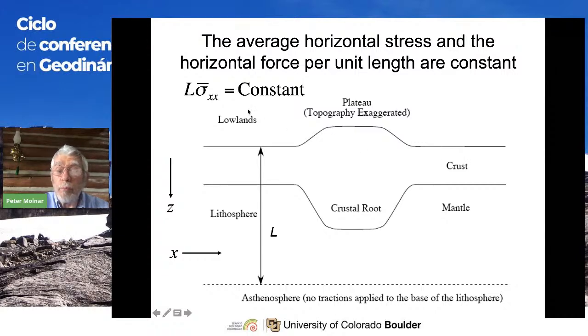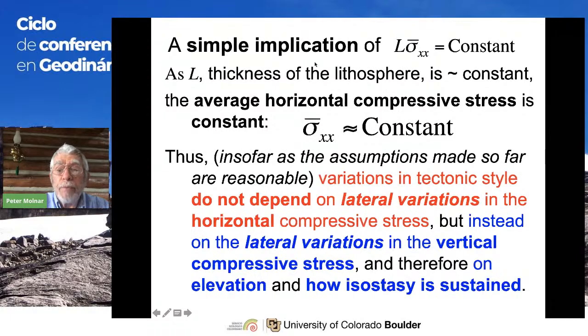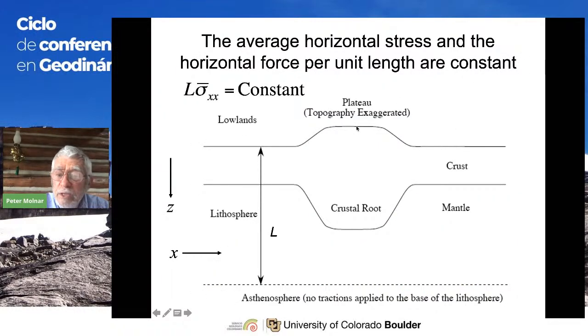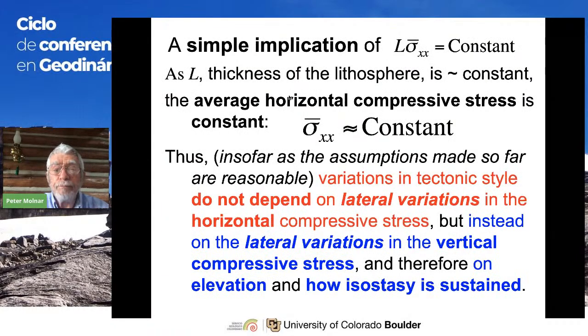It's not clear which it will be, but it could be either one. This is constant, because the lithospheric thickness is approximately constant. Remember, the topography is exaggerated in this case. So the thickness of lithosphere under this region and under this region are almost the same. They're within 1% or 2% of each other. They're not different enough to matter.